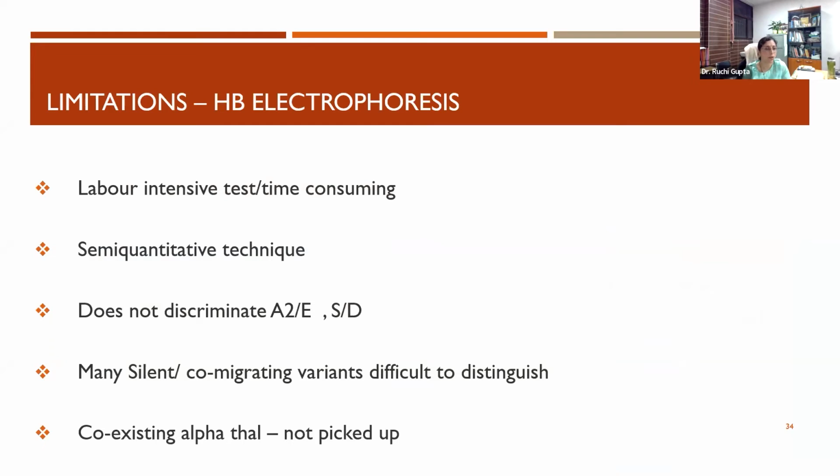So I'll skip this, like what is already discussed, that this is a semi-quantitative method. It is labor intensive. It does not discriminate all the different types of variants which are commonly there. It will not pick up any coexisting alpha thal.